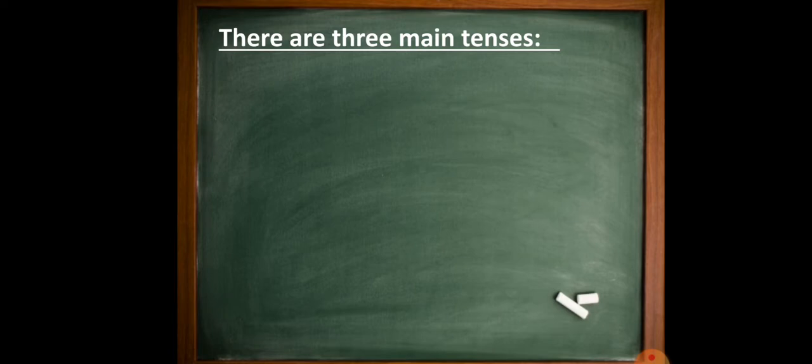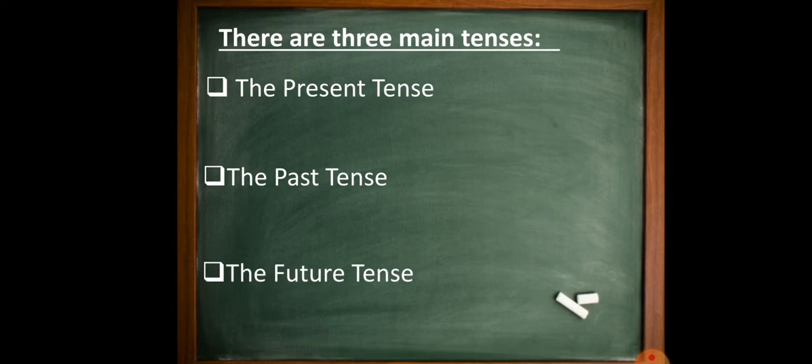There are three main tenses: the present tense, the past tense, and the future tense. Present tense expresses actions in the present time, past tense expresses actions in the past time, and future tense expresses actions which are likely to occur in future.